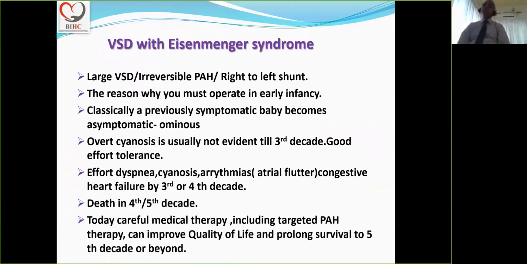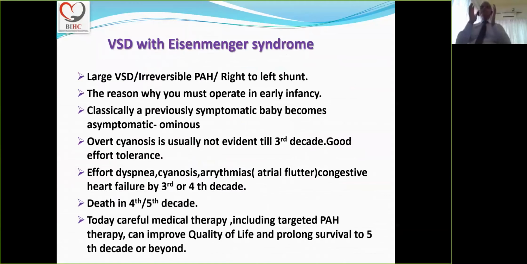And what happens to the inoperable VSD? You call it Eisenmenger syndrome. Eisenmenger syndrome in VSD is a large VSD with right to left shunt because of elevated pulmonary vascular resistance. The word Eisenmenger syndrome is non-specific. It can occur from any large previous left to right shunt over a period of time. It can develop right to left shunt.